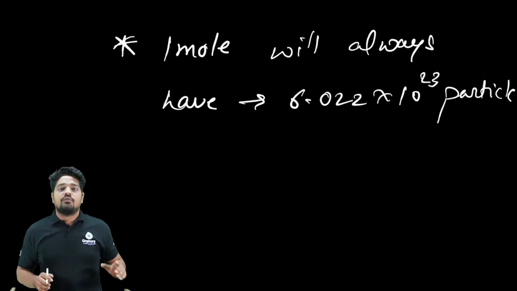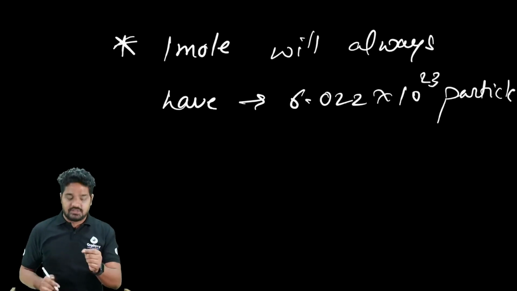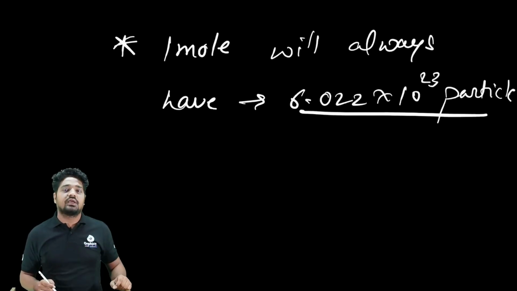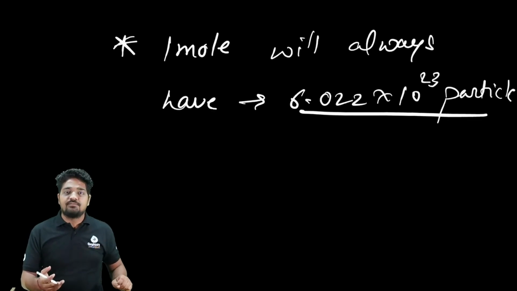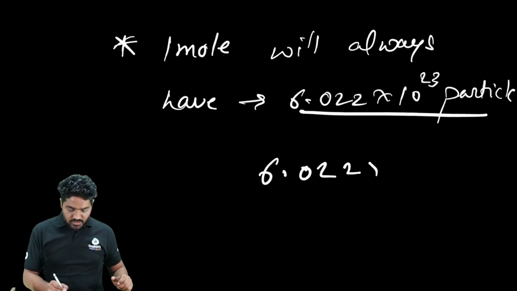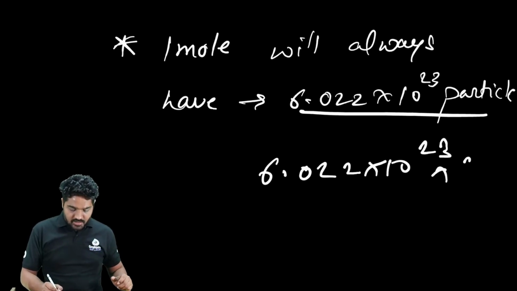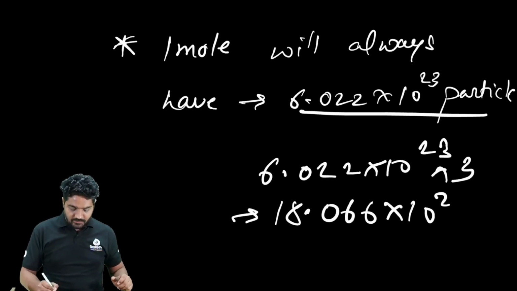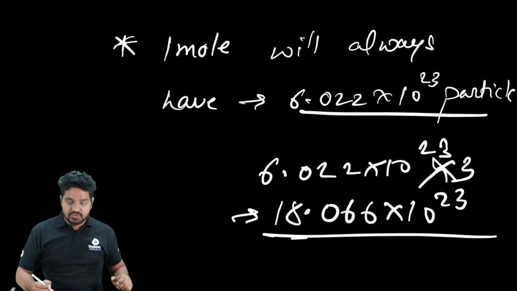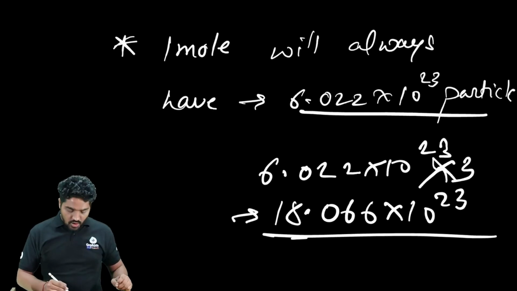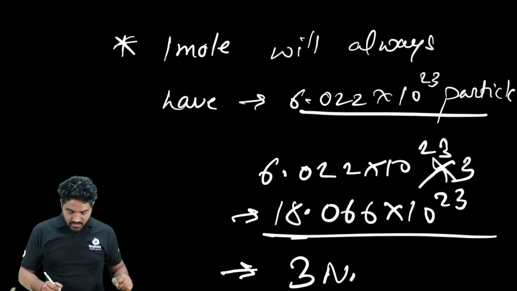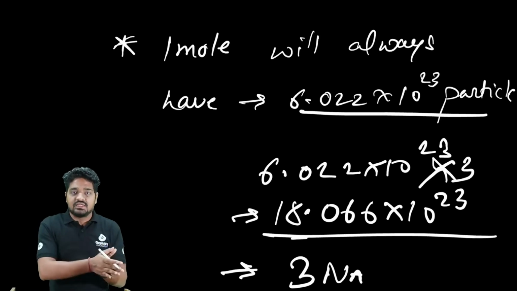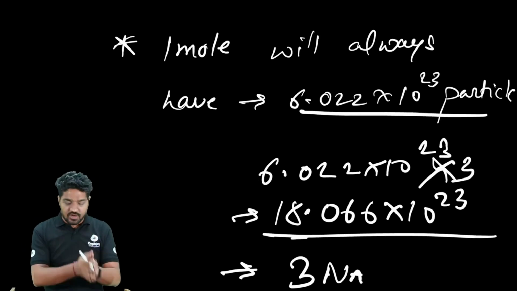So if I ask you, 1 mole के अंदर अगर इतने number of atoms होते हैं, 6.022 into 10 raised to the power 23 atom होते हैं, so can you tell me the number of atoms present in 3 mole? So you just have to do one thing, 6.022 into 10 raised to the power 23 multiply by 3, which is going to be 18.066 into 10 raised to the power 23. Alright, so this is going to be the number of atoms in 3 moles, or we can simply write it as 3Na. Alright, so this is how we represent mole in terms of number.